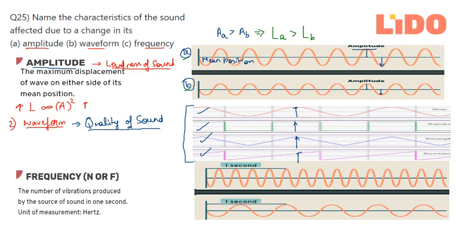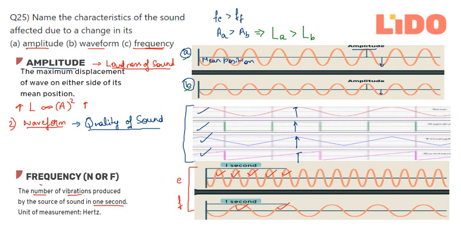Let's talk about the third point, which is frequency. What will be responsible for the frequency? To understand that, we should know what we mean by frequency. Look at the picture over here. Again, I have two waves, let's say this is E and this is F. Frequency is given as the number of vibrations produced by the source of the sound in 1 second. As you can see, the number of vibrations produced in wave E is very large compared to the number of vibrations produced in F. Therefore, the frequency of wave E is greater than the frequency of wave F.